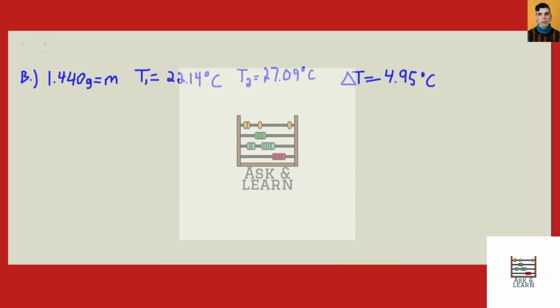Now, for part B, we have a 1.440 gram sample of a new organic substance combusted in the same calorimeter. The temperature of the calorimeter increases from 22.14 to 27.09 degrees Celsius. What is the heat of combustion per gram of the new substance?